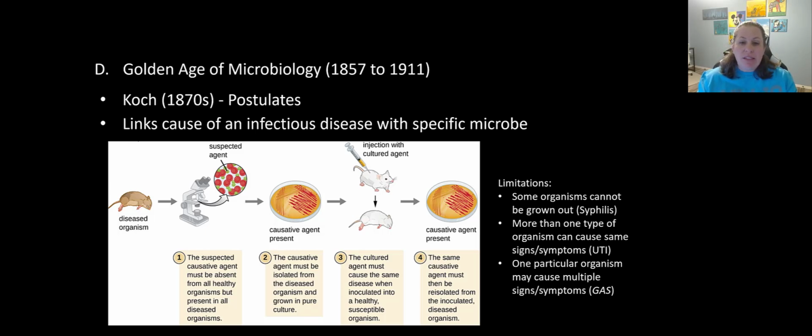And then also one particular organism may cause multiple diseases. We see this with what we call GAS. This is a streptococcus that can cause not only strep throat, but also different types of systemic issues, and it can also cause damage to the heart itself. Because of this, it gives a wide range of signs and symptoms, but they're all caused ultimately by the same bacteria. So his findings are kind of limited now, but he made this huge advancement: linking an organism to a specific disease.